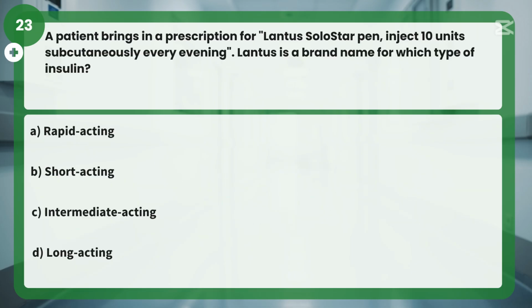Question 23. A patient brings in a prescription for Lantus Solostar pen, inject 10 units subcutaneously every evening. Lantus is a brand name for which type of insulin? A. Rapid-acting. B. Short-acting. C. Intermediate-acting. D. Long-acting.